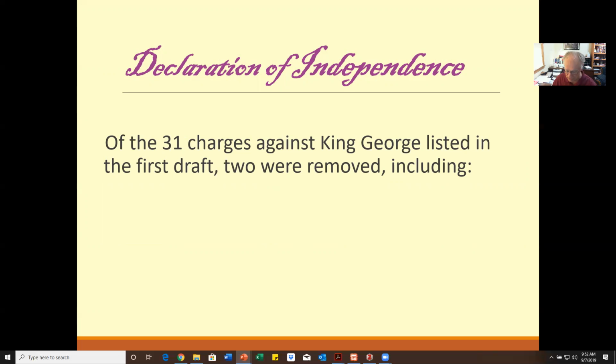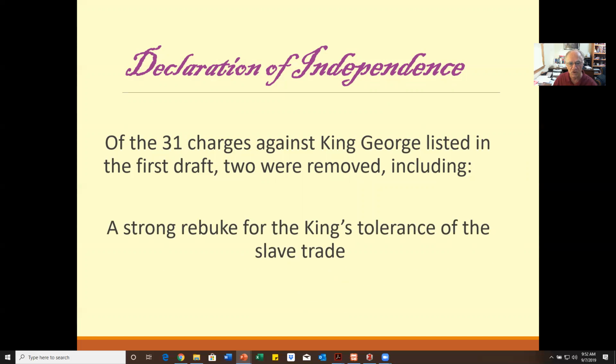Of the 31 charges that were originally listed on the early drafts of the Declaration, 2 of them were removed. One of them was a strong rebuke to the King of England for his tolerance of the slave trade. Why is that important for you to know? Just like with banning slavery in the Northwest Territories, in 1776, that's even 11 years before the Northwest Ordinance, here were the Founding Fathers rebuking the king for allowing the slave trade to go on.